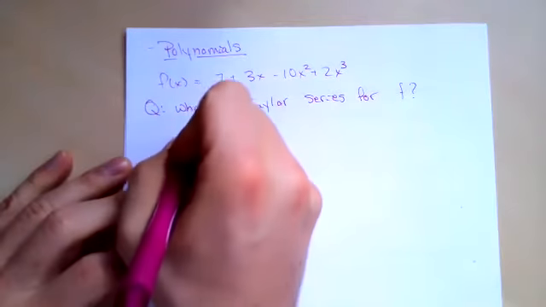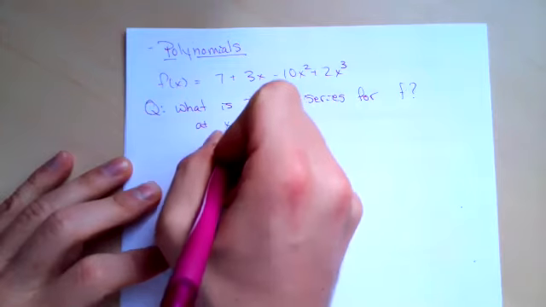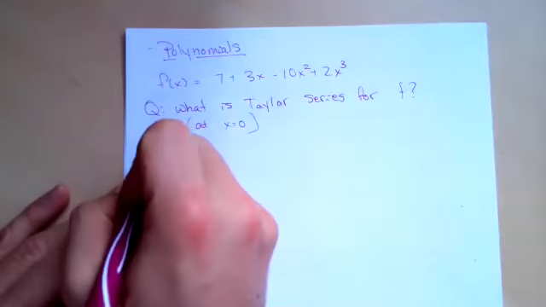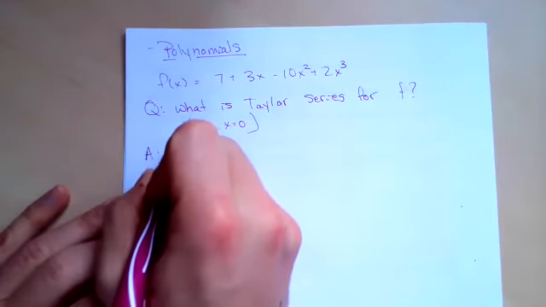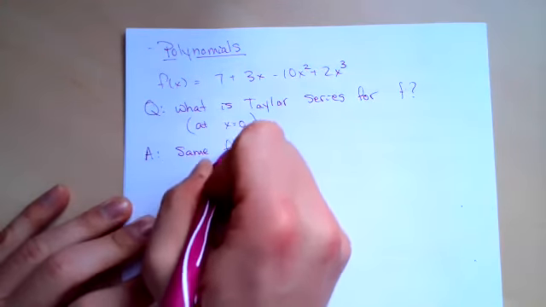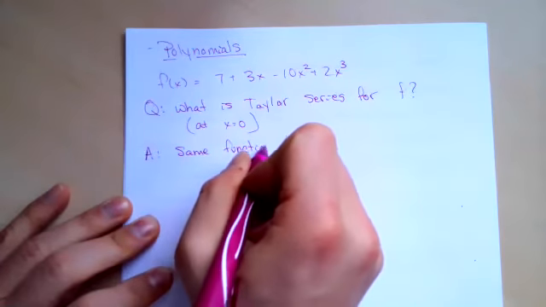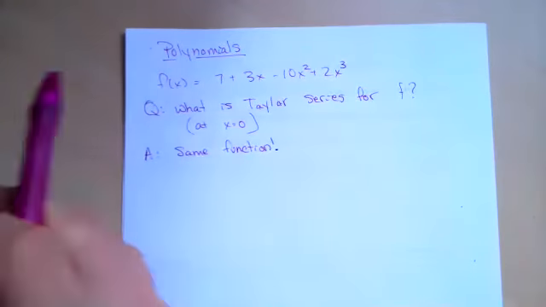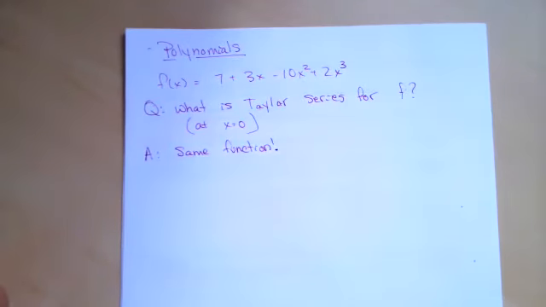And let's say specifically at x equals 0. The answer is the same function. Why? Well, remember, what are we trying to do with these Taylor series and Taylor polynomials? We're trying to use polynomials to approximate a function. So if my function is a polynomial, the best polynomial to approximate it is the exact same polynomial.